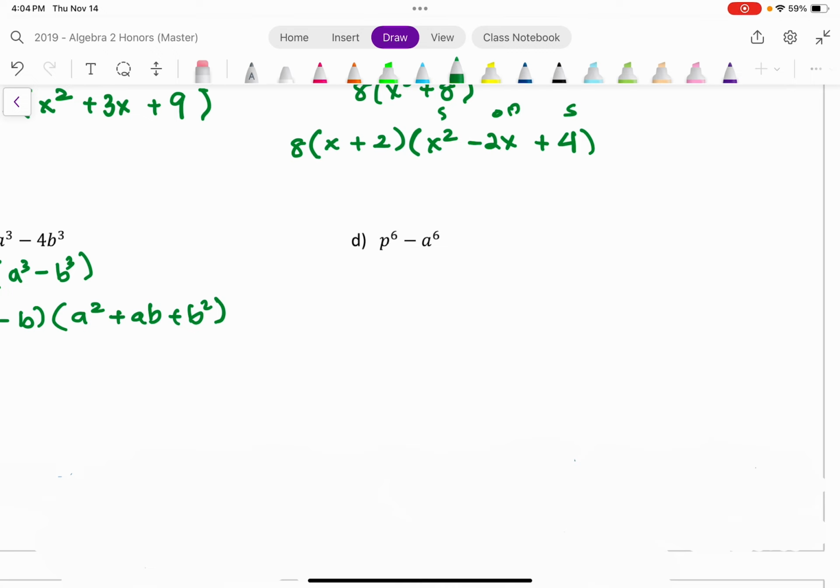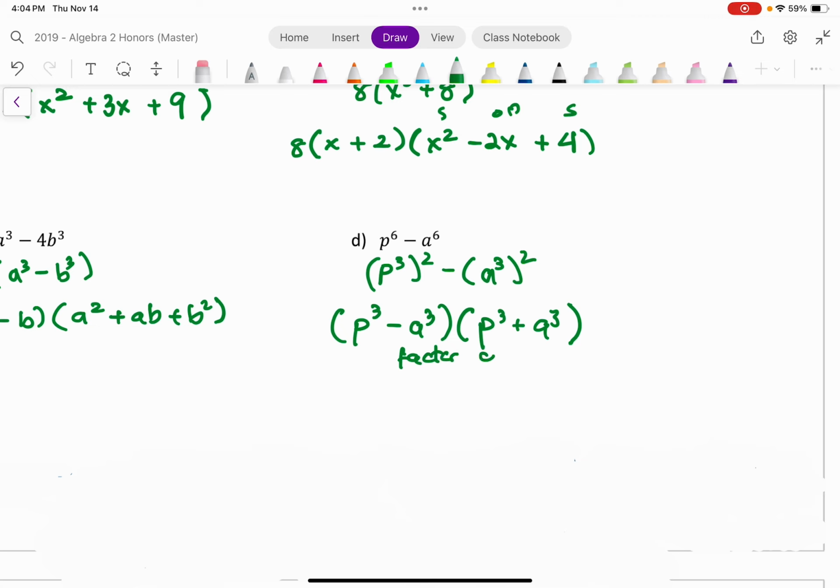I would always deal, if there are 2 possibilities, you could either do sum or difference of cubes or difference of squares, I would do the difference of squares first. So I would treat this as the difference of squares first, like this, p cubed squared minus a cubed squared. That's going to be my regular conjugates: p cubed minus a cubed and p cubed plus a cubed. This is like a math teacher's dream. You get a 2-for-1 or 3-for-1: difference of squares and both the sum and difference of cubes. Now you factor completely.